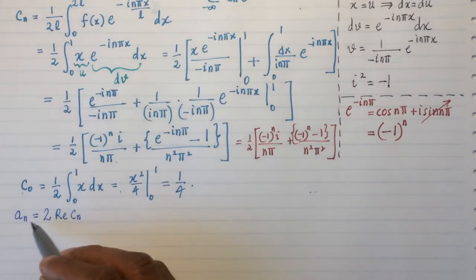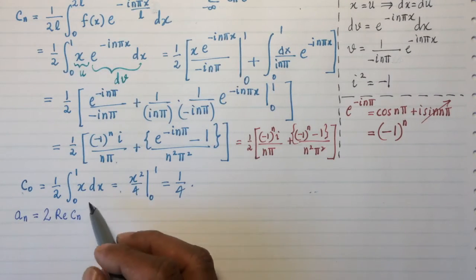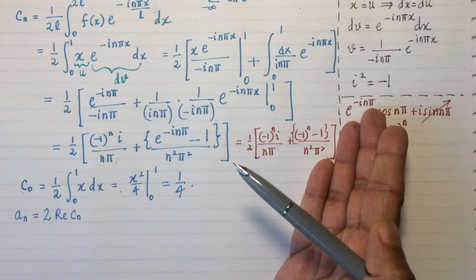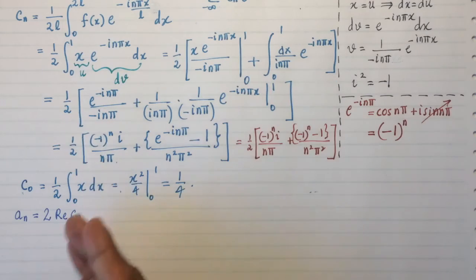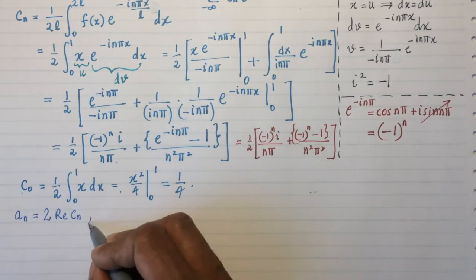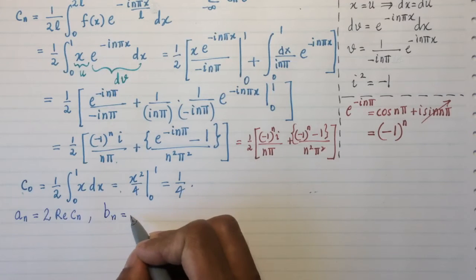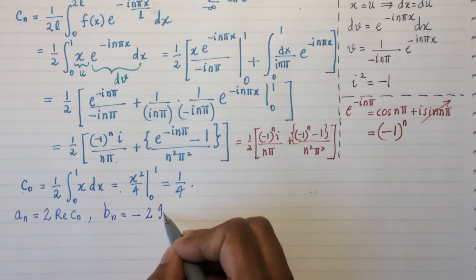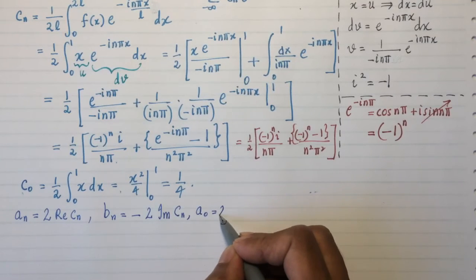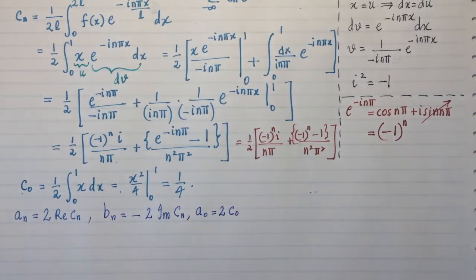And that's the disconnect between An and Cn, because Cn, you see, comes from both sides. You have Cn's on the positive side and Cn's on the negative side. So An's are only on the right side, so you have to have 2 times Cn. Similarly, Bn is going to be -2 times the imaginary part of Cn. And A0 is going to be 2 times C0. So based off of that, you can simply get everything from that.